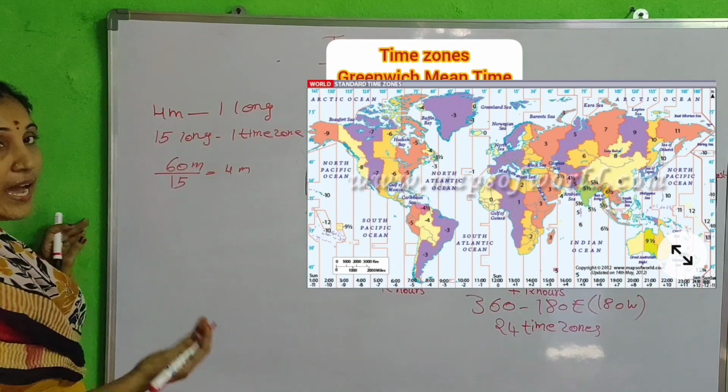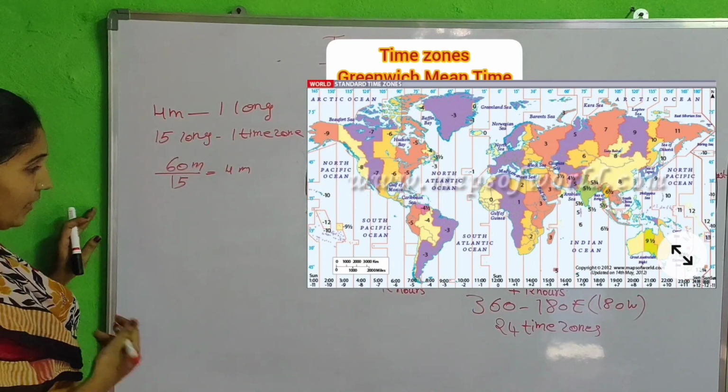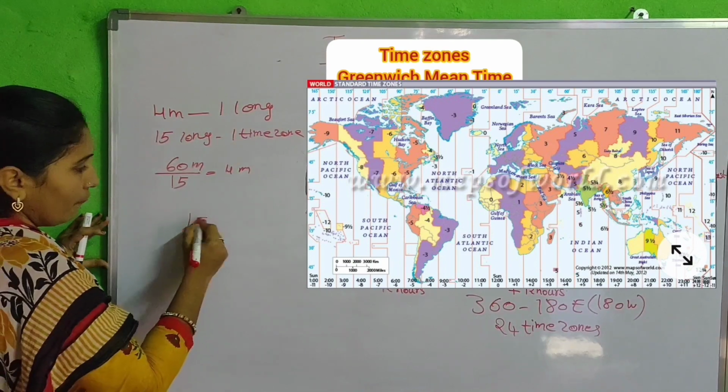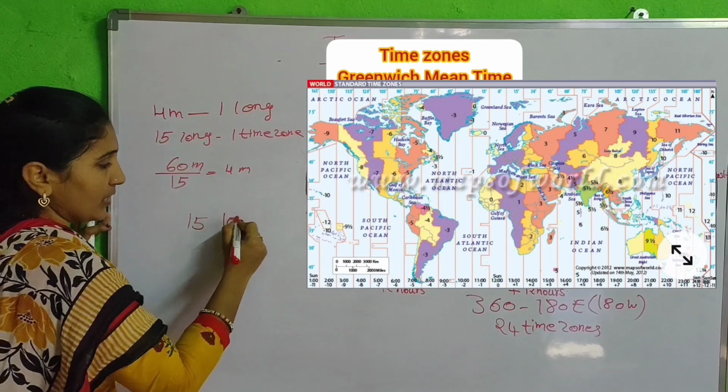And another clarification I want to give you, children. See here, how many longitudes are there for one zone? 15 longitudes.